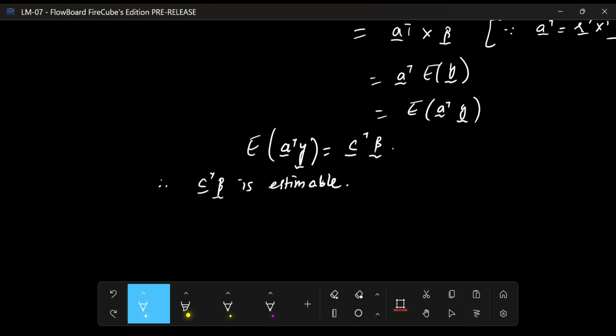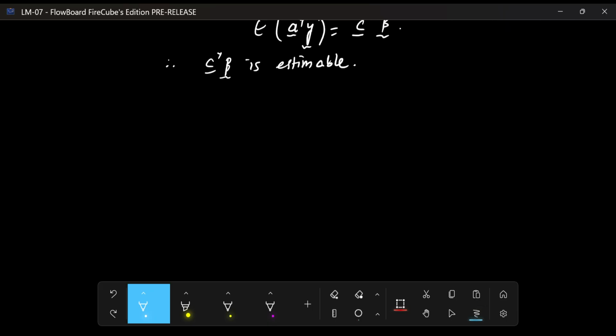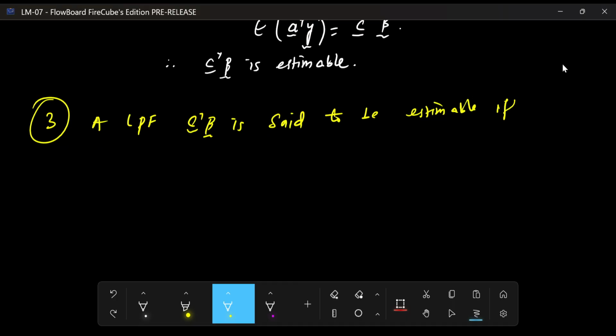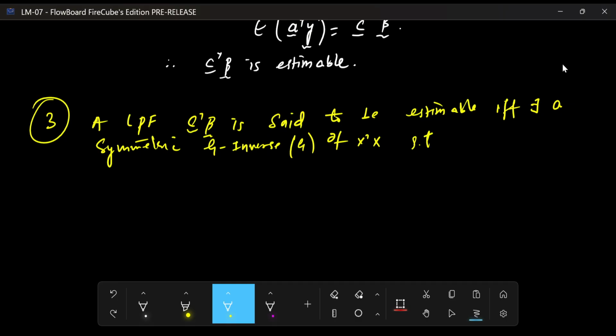Now come to the third method. A linear parametric function C curl transpose beta curl is said to be estimable if and only if there exists a symmetric generalized inverse G of X transpose X such that C curl transpose G X transpose X is equal to C curl transpose.